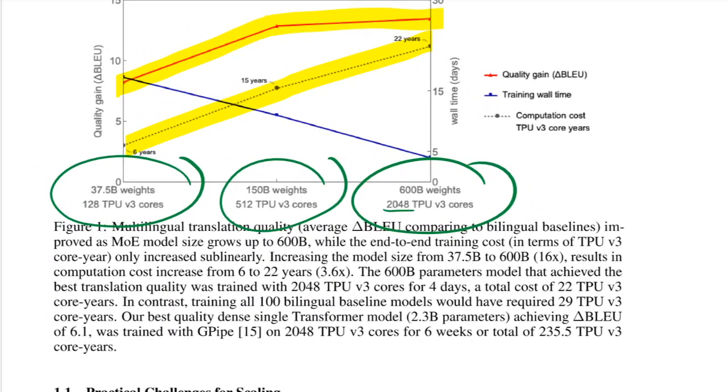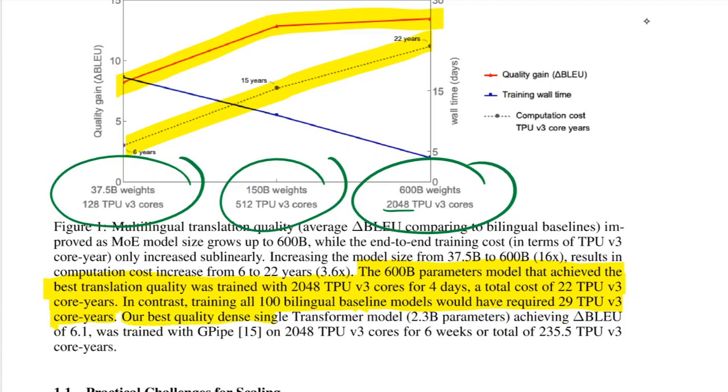You can see they say the largest model, the 600 billion parameter model that achieved the best translation quality, was trained with 2000 TPU V3 cores for 3 days, a total cost of 22 TPU core years. In contrast, training all 100 bilingual baseline models would have required 29 core years. So the model here is faster than if you train them individually, but if you want to train a single transformer that is just very deep and achieves reasonable performance, you have to invest a lot more.